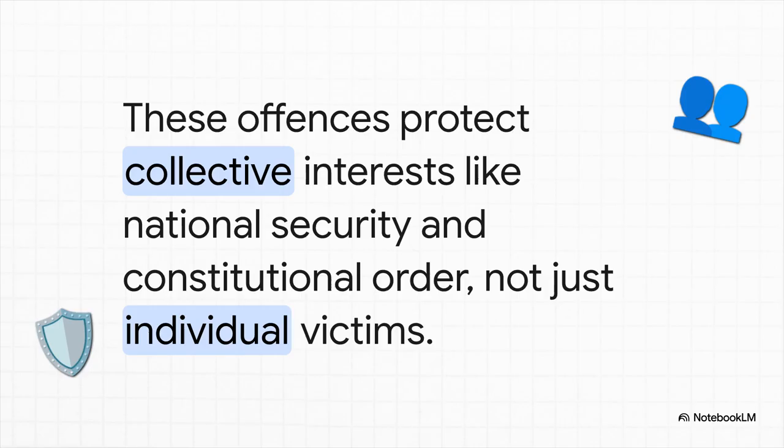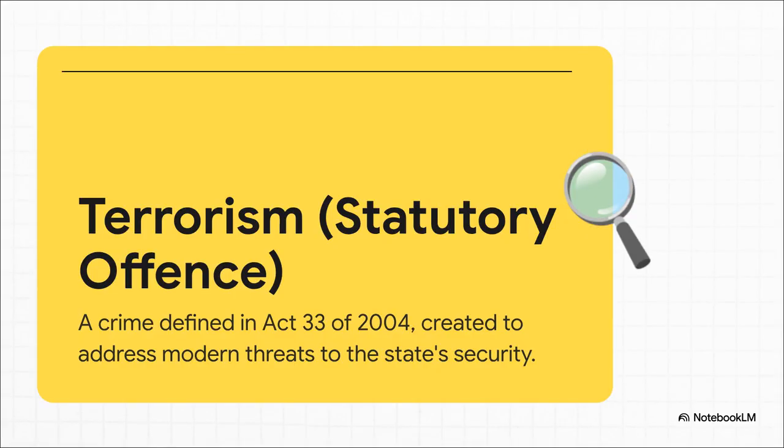Now, of course, we have the old-school common law crimes against the state, like high treason and sedition. But the world has changed, and our law needed a more modern tool to deal with modern threats. And that tool is the statutory crime of terrorism, which came into effect back in 2005. Today, it's really the main legal weapon in this area.